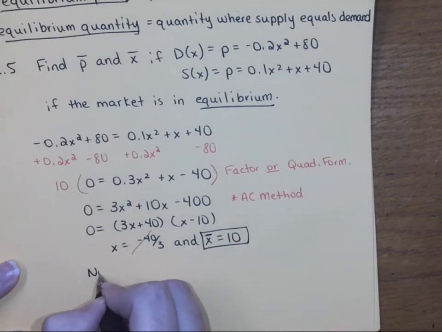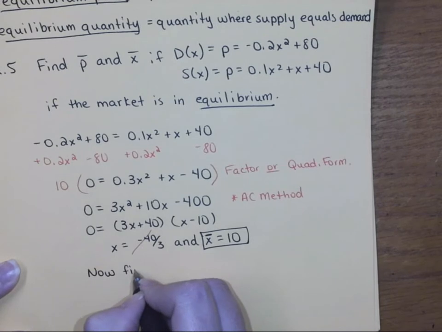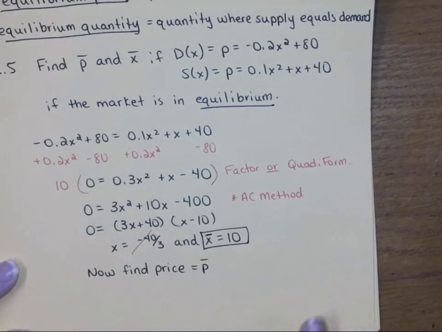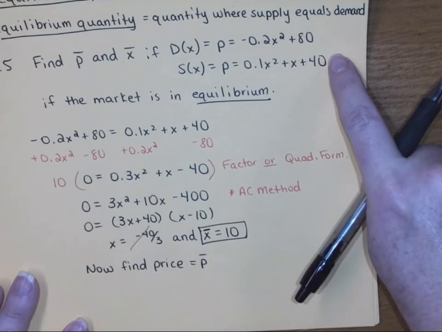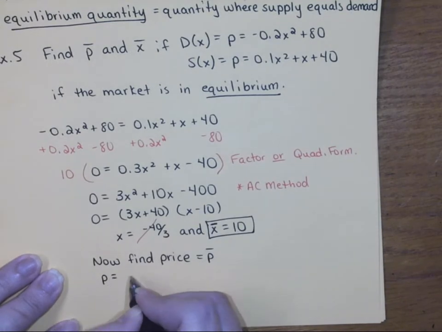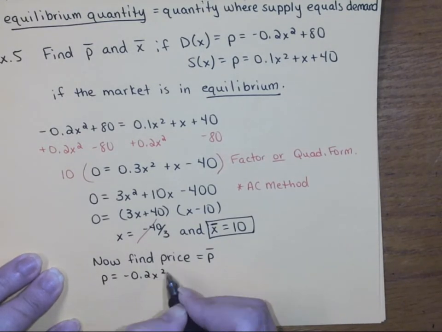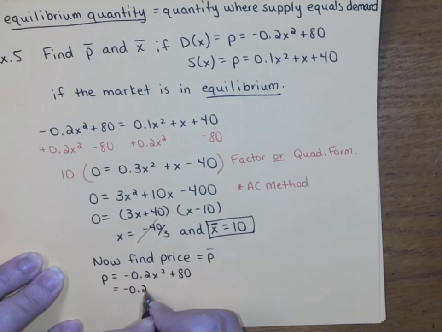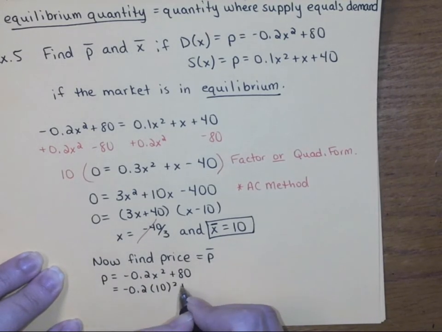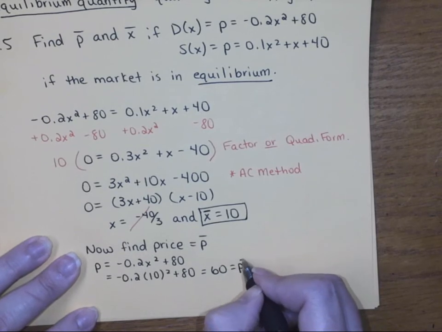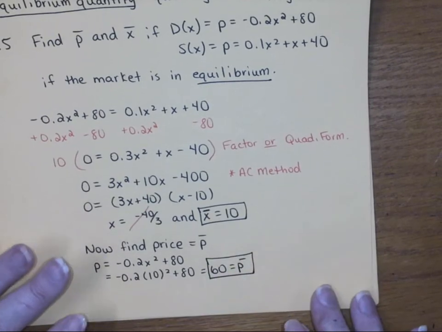And now that we know the quantity, now we can find price. Notice I have two equations up here that talk about price. I don't care which one you pick, but I always pick the nicer one. So I'm going to pick the first one. It's got fewer terms. So I'm going to find the price if I plug in 10 for x. If you work this out, you're going to get 60. So the price is 60, the quantity is 10.